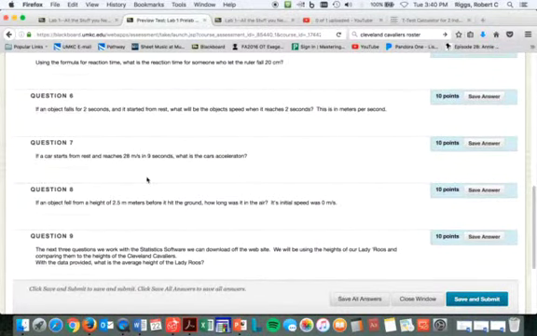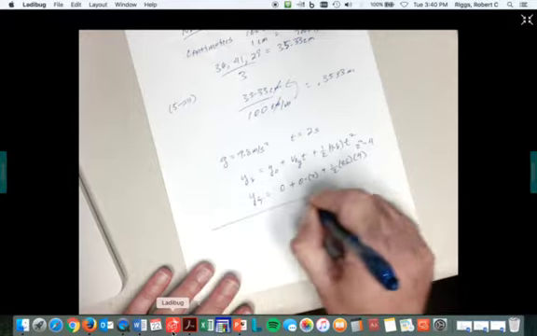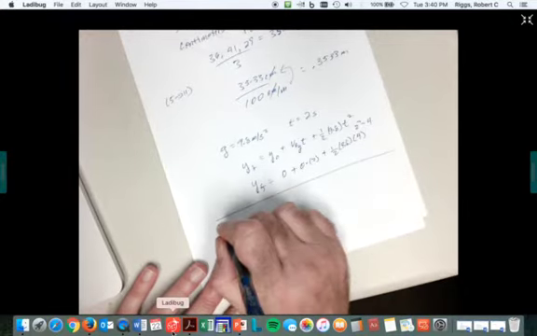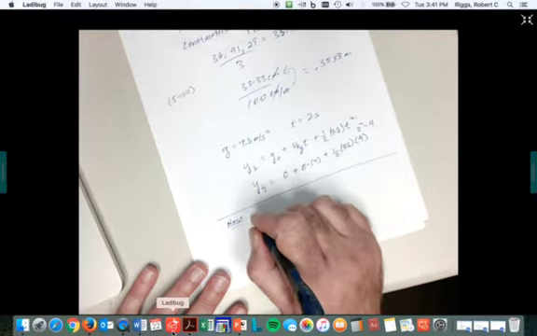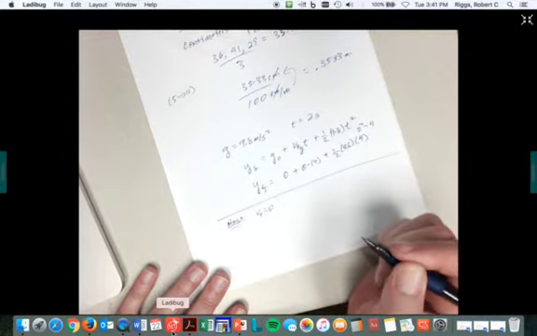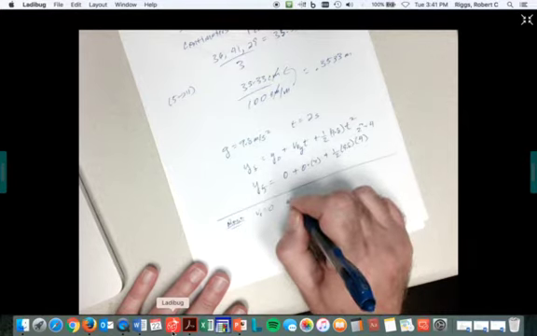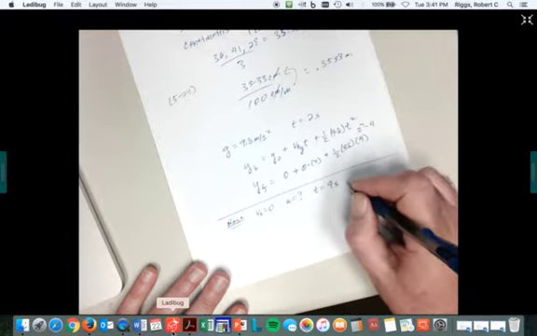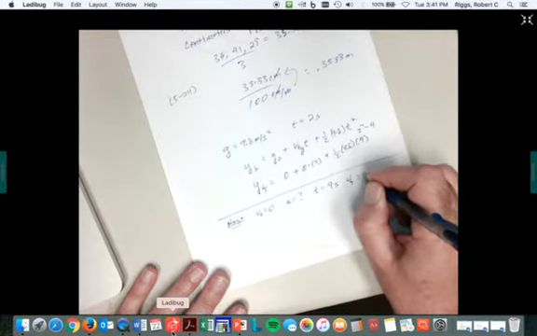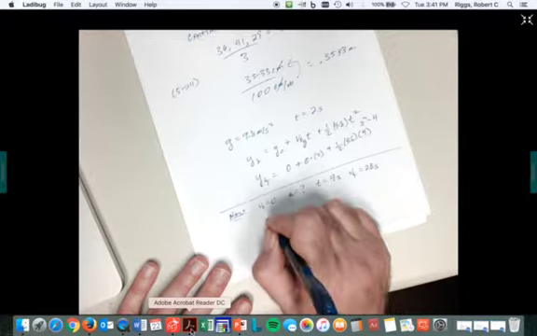Okay, so if a car starts from rest and reaches 28 meters per second in 9 seconds, what is the car's acceleration? Ooh, this is a fun problem. So what are we doing again? A car starts from rest. So what does rest tell us? If it starts from rest, then we know that its initial velocity is 0. We don't know its acceleration. We know the time was 9 seconds, and we know that its final velocity was 28 meters per second.